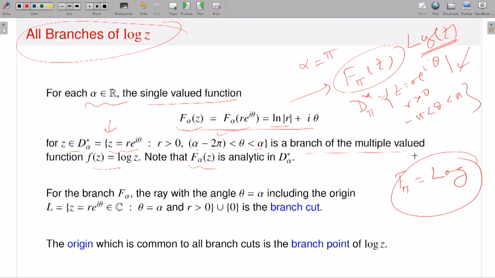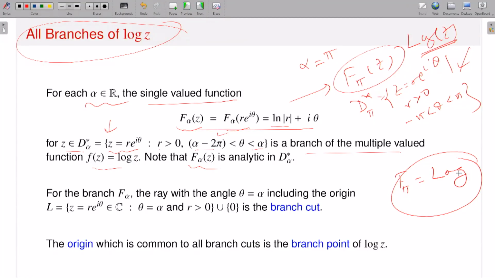So this is a particular case. But if I take alpha in R, so that alpha varies over R, it will give that many branches. Therefore it will have uncountably many branches of my multivalued function small log. For each alpha in R, it will have a branch capital F alpha.